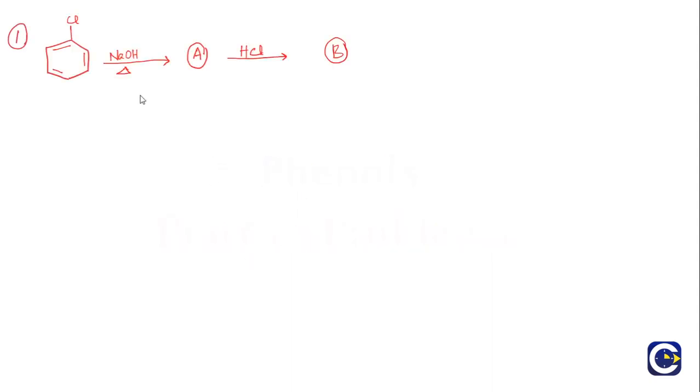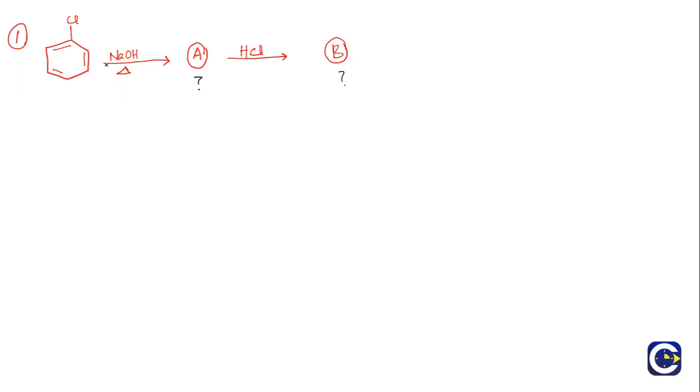Okay. So let's first take the example. This is the first example that we're taking. So in this reaction we have to predict the product A and the product B of this reaction. Okay, we have an intermediate product A, we have to predict that product, and then we have to predict the product B of this reaction.